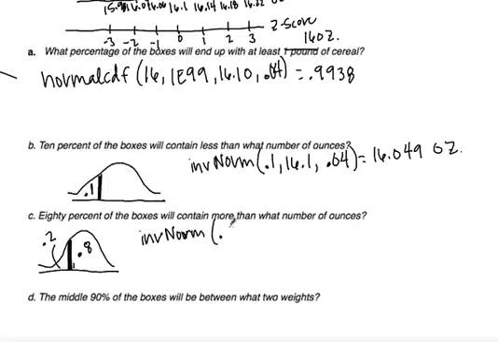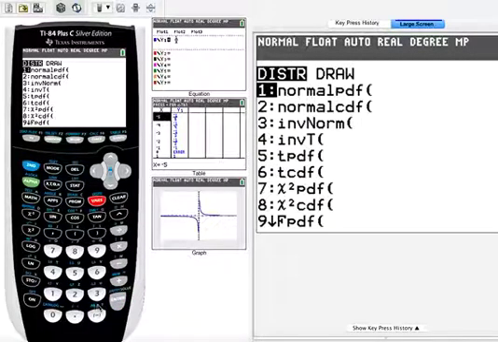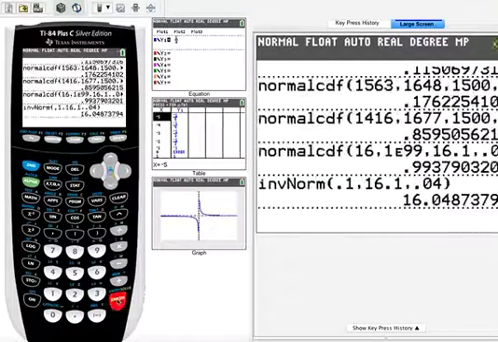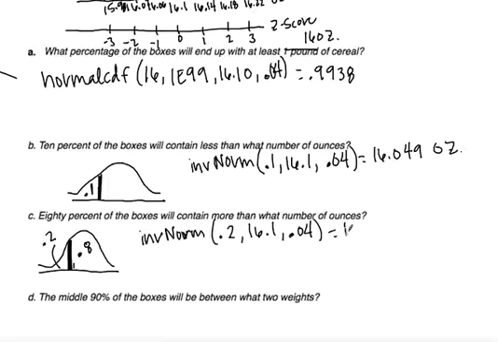So when you plug in your area here, it's going to be 0.2. Your mean is still going to be 16.1, and your standard deviation is 0.04. So on the calculator, do second vars, inverse normal. Your area this time is 0.2. Your mean and your standard deviation are not going to change. Whenever you do that, you get 16.066, so we'll call it 16.07.